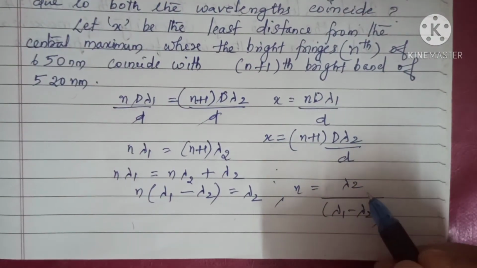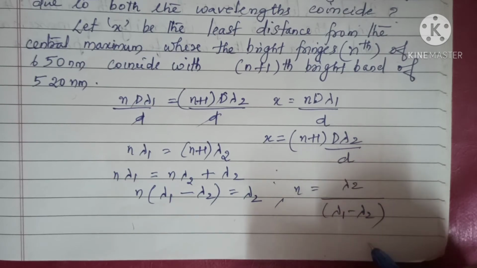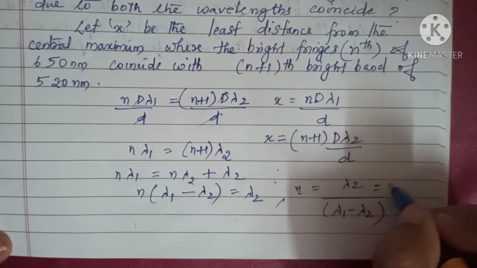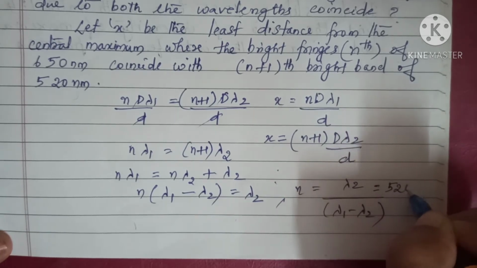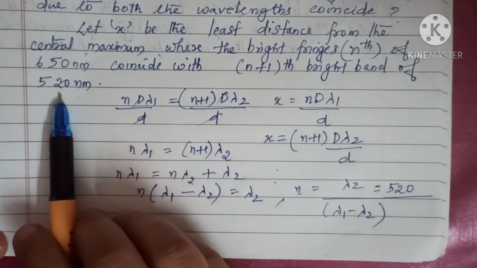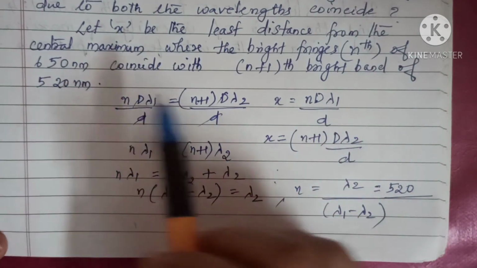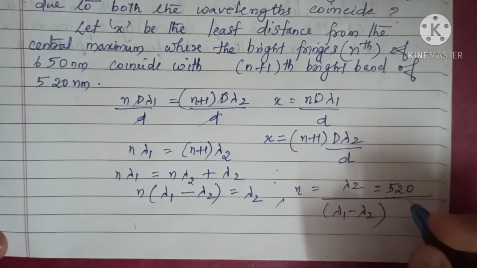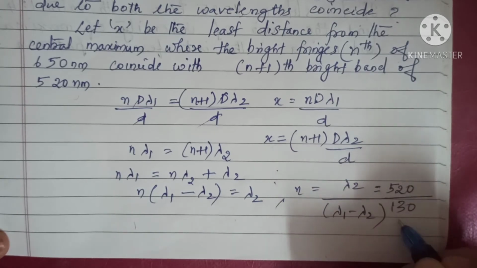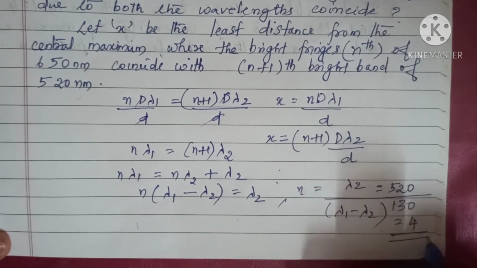Now substitute the values. You have lambda 2 and lambda 1. So when you are substituting there, lambda 2 is taken as 520, and lambda 1 minus lambda 2 will give you 650 minus 520, that is 130. 520 by 130 is 4.